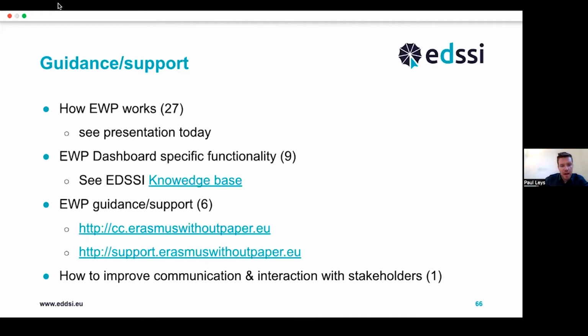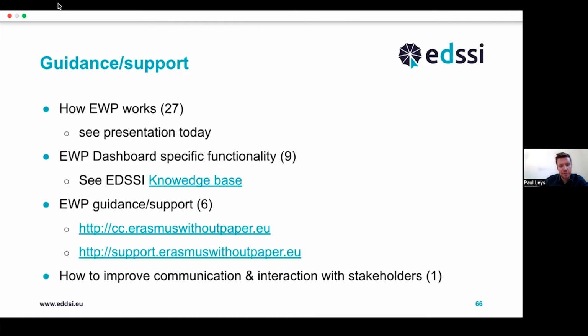support.erasmus.paper.eu. How to improve communication and interaction with stakeholders. I would be able to spend about 1 hour on this question, but basically it is one of the tasks under the EWP Plus consortium, where Ghent University is also responsible for outreach and communication. We organize webinars. We have frequent meetings with national agencies, with the digital offices there, in order to coordinate the information streams and the communicative actions.